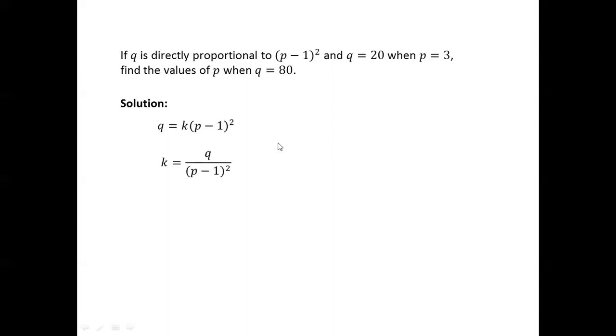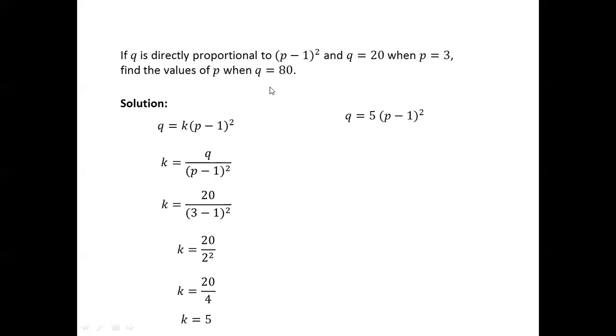Solving for k, we have q over the square of p minus 1. We can solve k by substituting the initial values for p and q. q is 20, p is 3. This reduces to 20 over 2 squared, or 20 over 4, giving us a final value of k to be equal to 5. We then substitute this value of k to the general equation, giving us q is equal to 5 times the square of p minus 1.